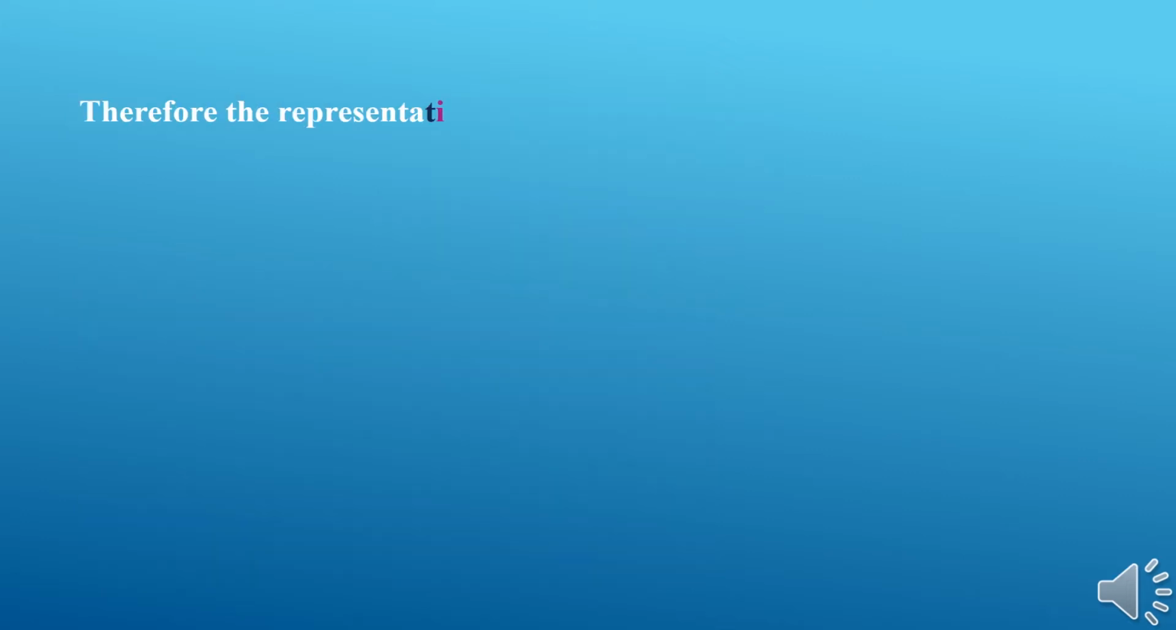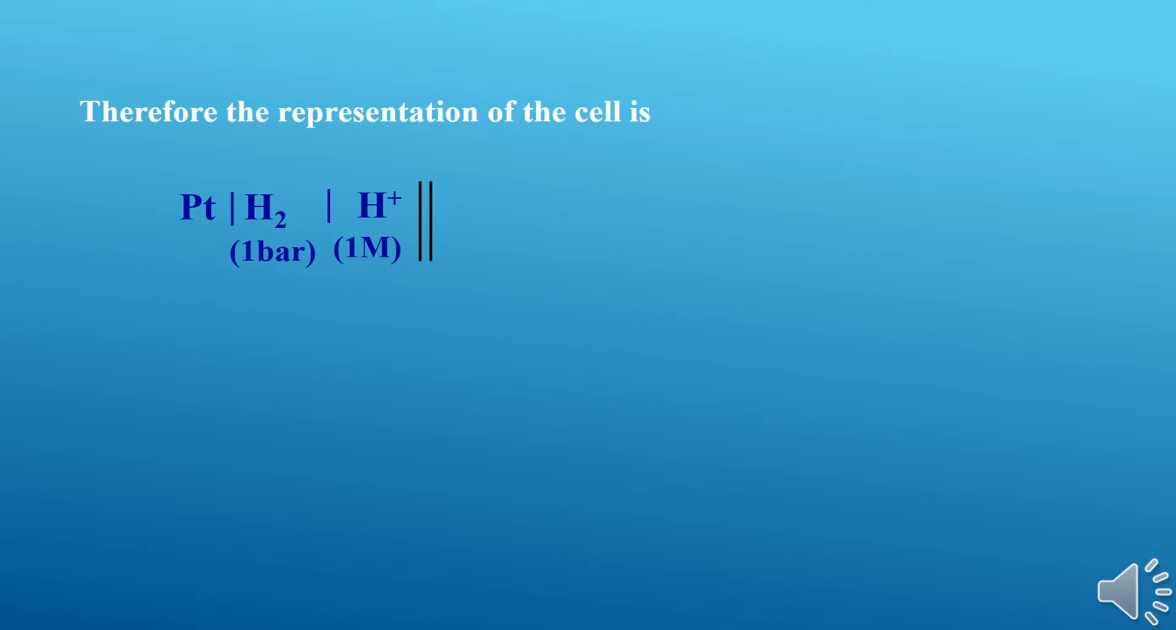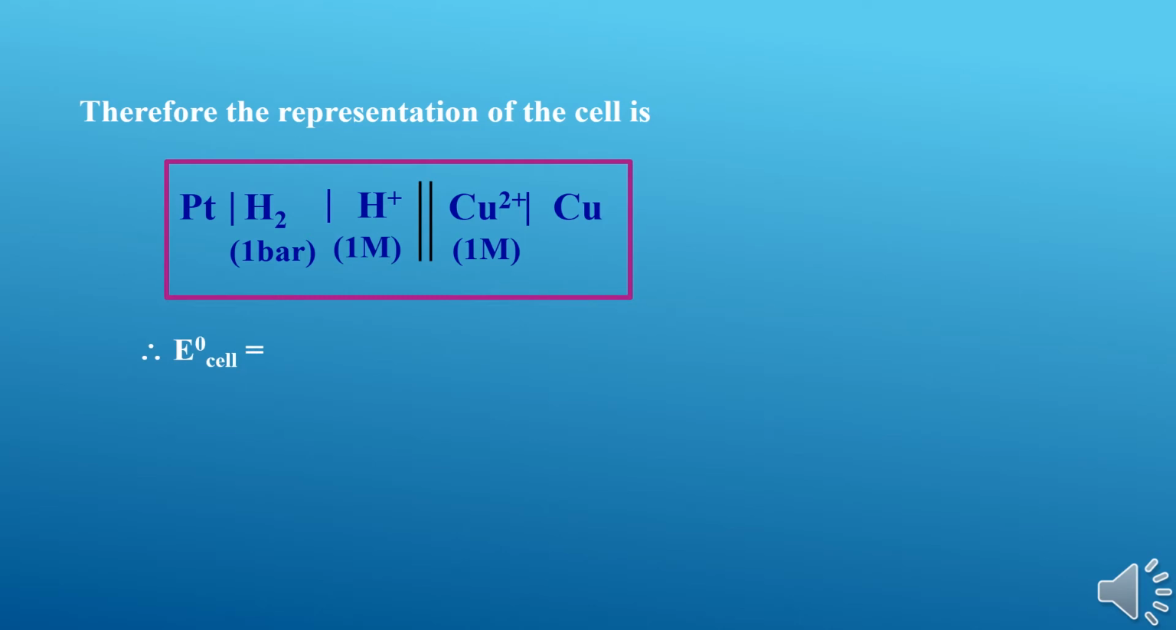The cell representation of the copper electrode when it is combined with SHE. The hydrogen electrode is acting as the anode, so we should write it on the left side. H2 undergoes oxidation into H+, and the double bar represents the salt bridge. Cu2+ undergoes reduction into copper, and this is the cathode. This is the cell representation.